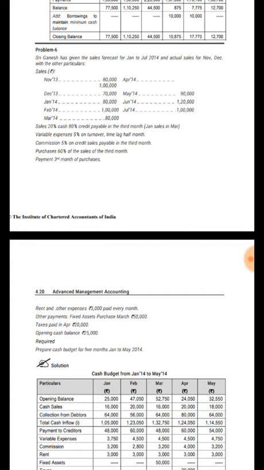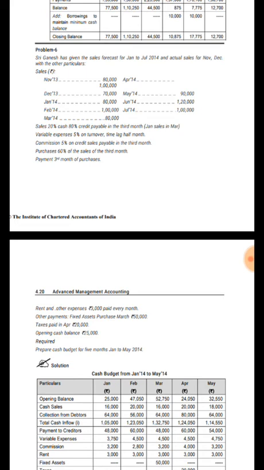Then variable expenses are 5% of turnover. Time lag is half month. Half month means half is paid in the current month itself, half is paid in the next month. Then commission is 5% on credit sales, payable in the third month. Then purchases are 60% of the sales of the third month. Then payment is in the third month of purchases.